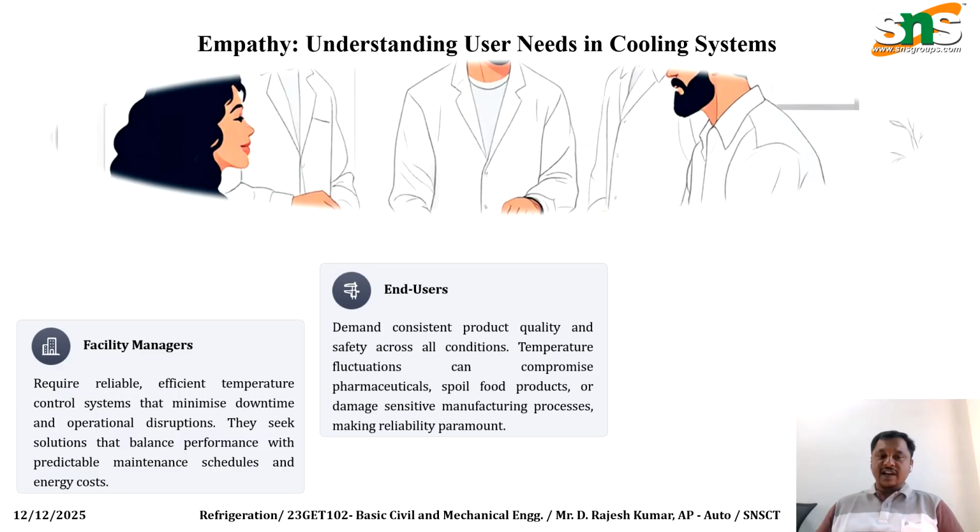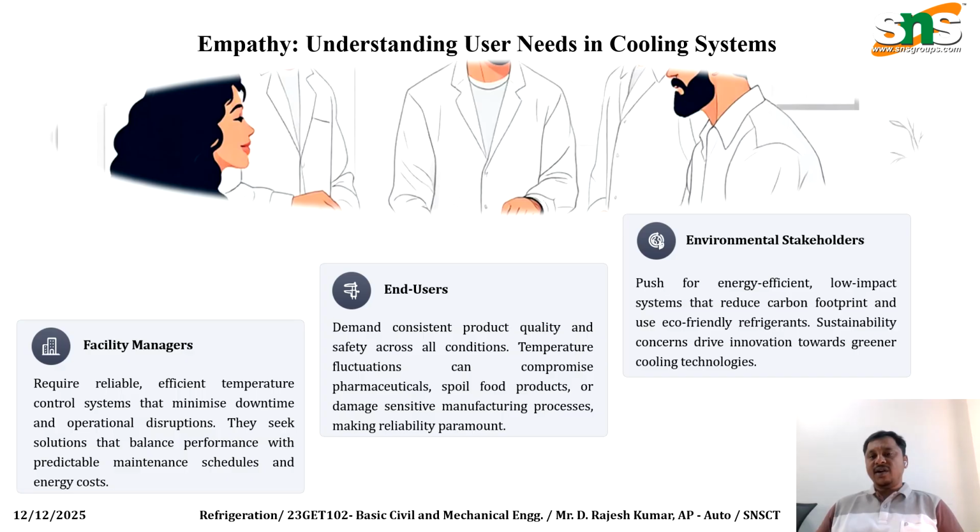The next thing is the end user. Of course, the end users are we, the customers, so we need to use the facilities according to the requirement. For example, the temperature should not fluctuate. The medicines should be kept at a constant temperature, for example 16 or 12 or 10 degrees Celsius. The food should not be spoiled. So these are the end users, food, pharma. It should not be damaged, and it should be reliable. That is the empathy part for the end user.